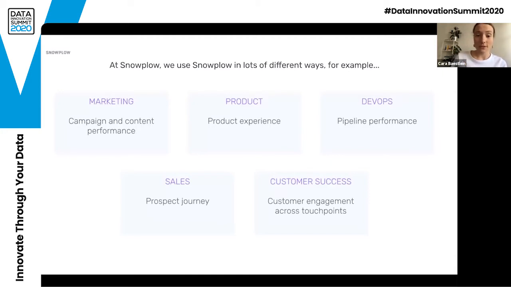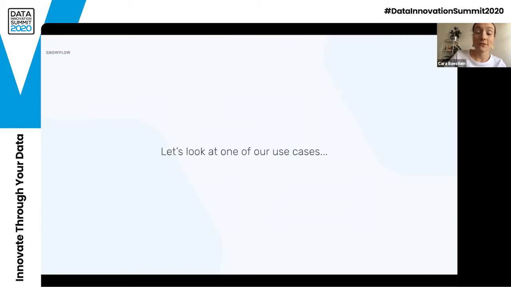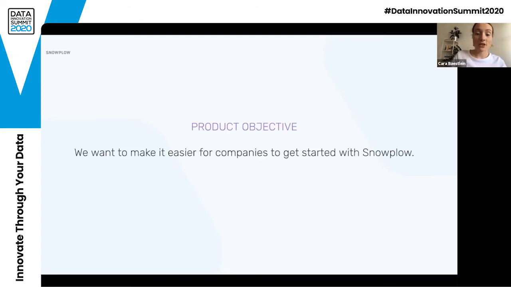So as you can see, lots of different use cases across the organization, but today we want to focus on one specifically to actually show you how we use our technology in detail. So let's look at one of the use cases we have in the product team. One of the objectives that we currently have is we want to make it easier for companies to get started with Snowplow.